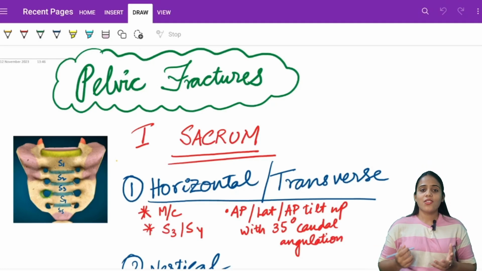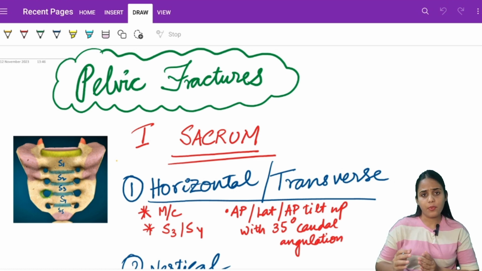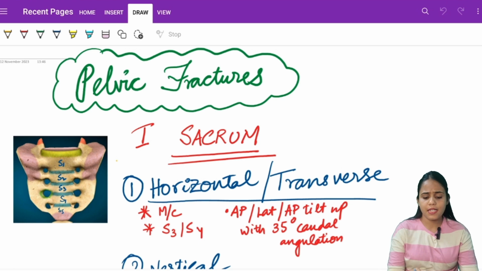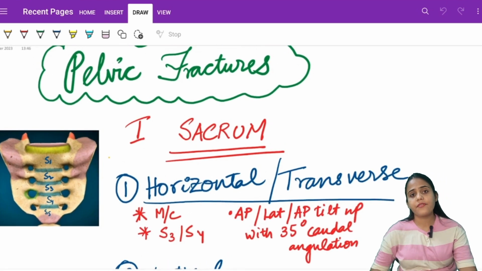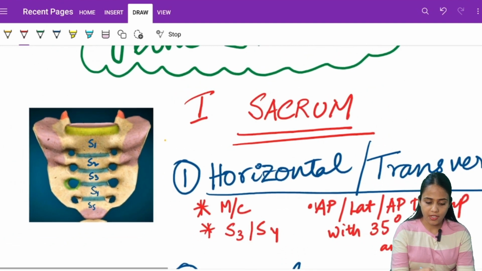Okay, so today let's talk about the pelvic fractures. Let's divide the pelvic bones into separate bones and then discuss the fractures of each bone. First, we'll be starting with the sacrum. In the sacrum, we have two types of fractures, the horizontal or transverse fracture and the vertical fracture.